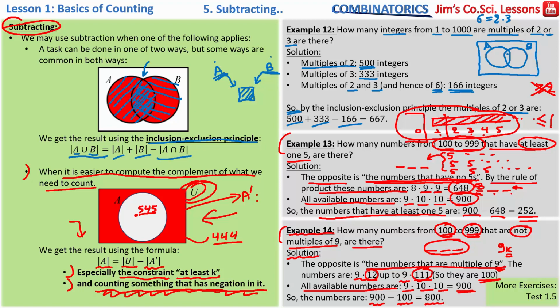So this is a very important slide, and I want you to take away the 2 thoughts you got here. The first one is that the rule of product may have this problem, the double counting of some solutions. We will then apply the inclusion-exclusion principle. And then the second thought is that in some cases it will be easier to count the opposite of what I'm asked to, especially the constraint at least k, and of course if I am asked to count something that has negation in it.